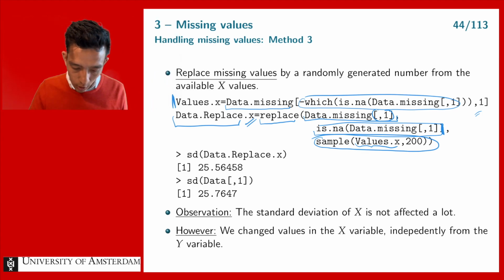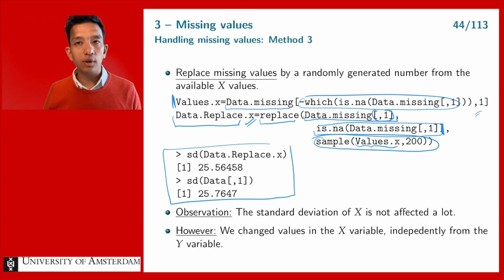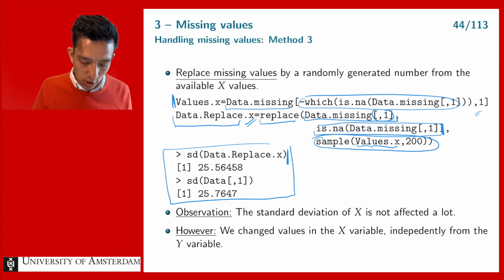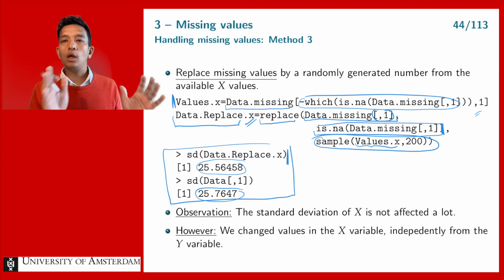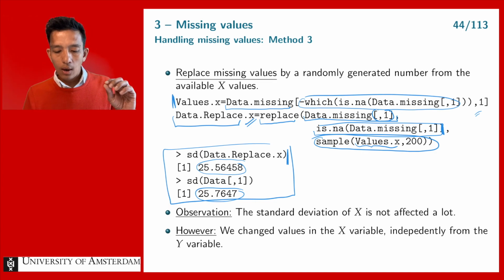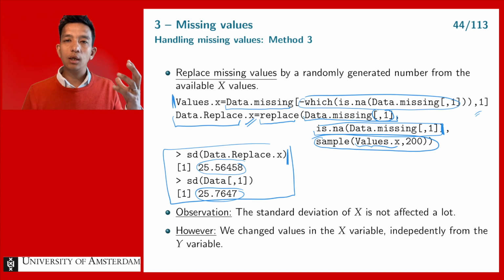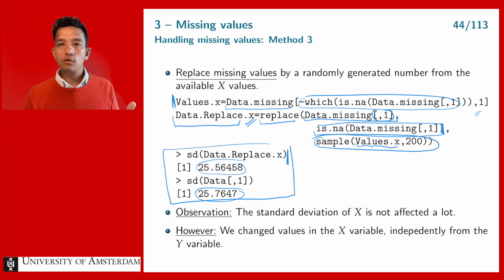What you see is, if we calculate the standard deviation of my new data set, where I replaced the missing values, it is 25 something, which is very close to the standard deviation of my dataset without any missing values. So with method 3, I do not have that problem where my standard deviation becomes very small if I replace many missing values by the sample mean. In this case, 200 observations, I replace the missing values by a randomly generated number, and what I find is that it has very little effect on the standard deviation.